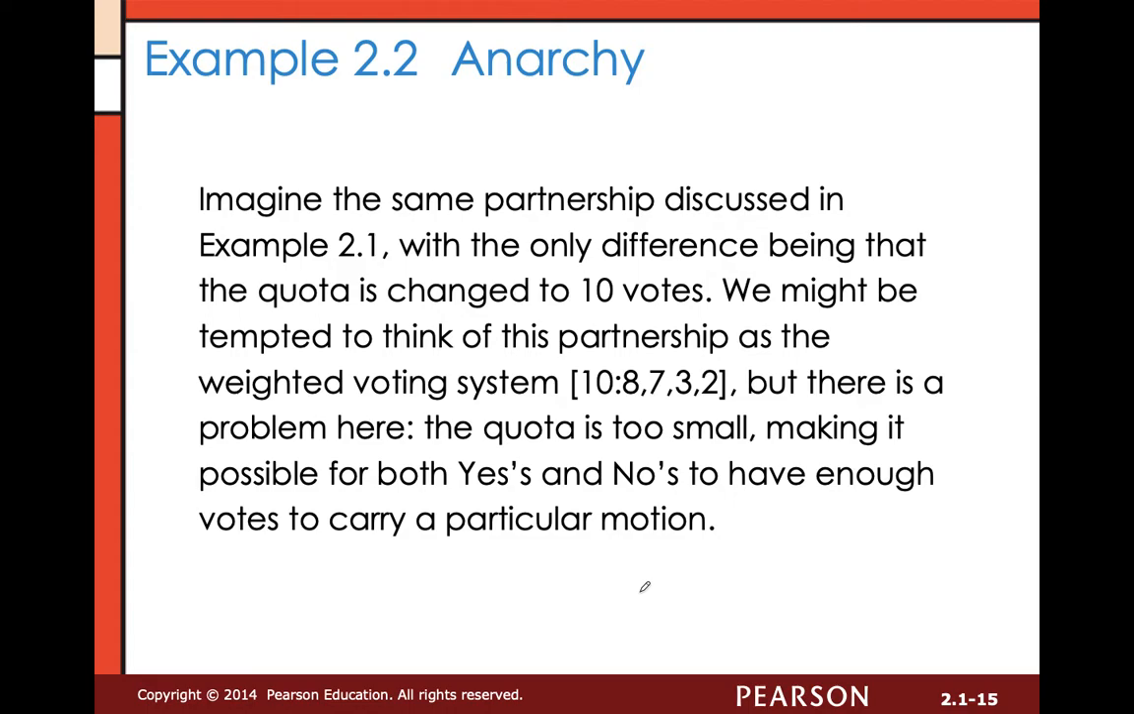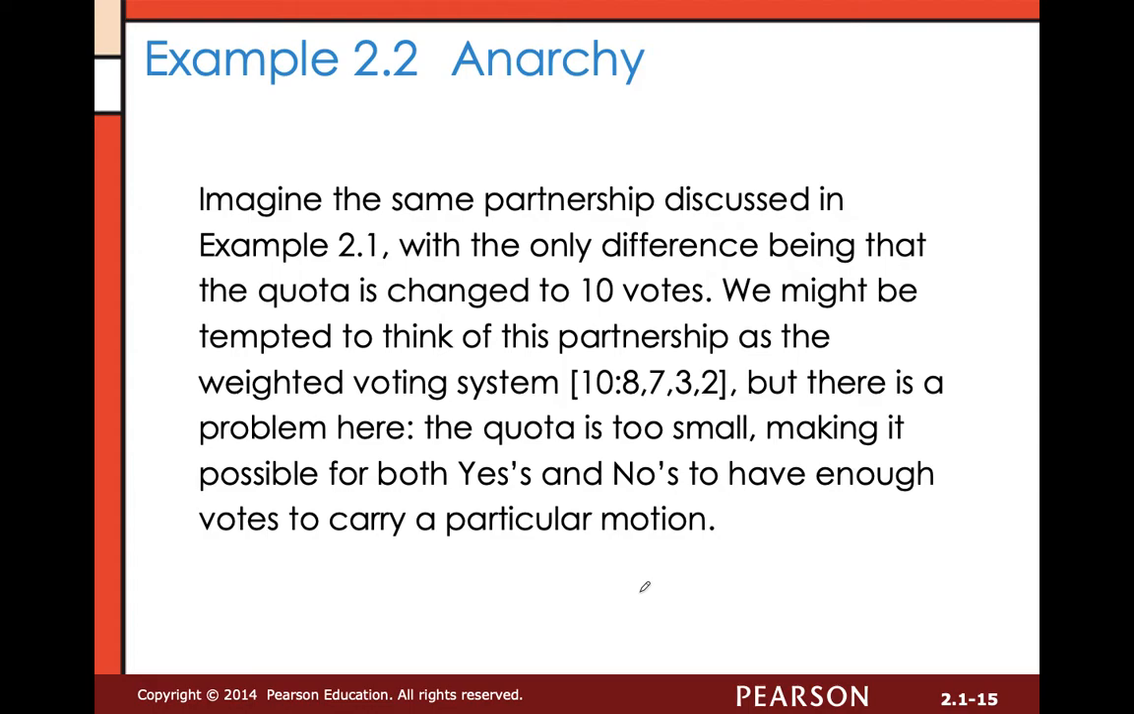Okay, so let's talk about something kind of interesting. Let's talk about the power behind what's called anarchy. So imagine the same partnership that we discussed in the previous example, with the difference being we're going to change our quota from 14 down to 10. We might be tempted to think of the partnership as the weighted voting system of 10 colon 8, 7, 3, 2, but there's a problem. The quota is too small, because now it's possible for both the yeses and noes to have enough votes to carry a particular motion.